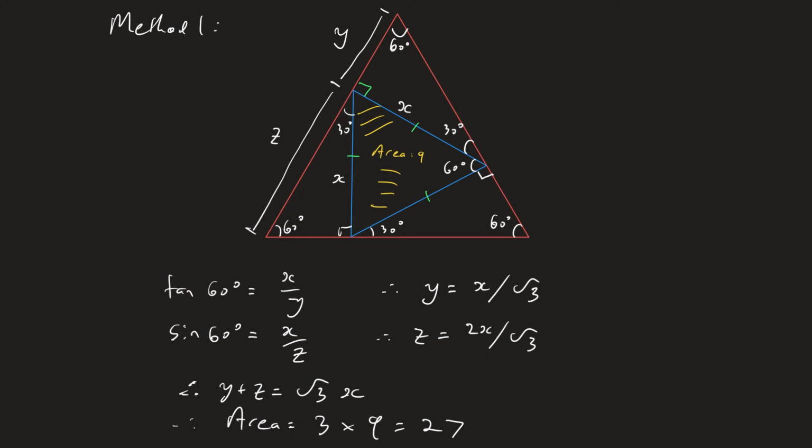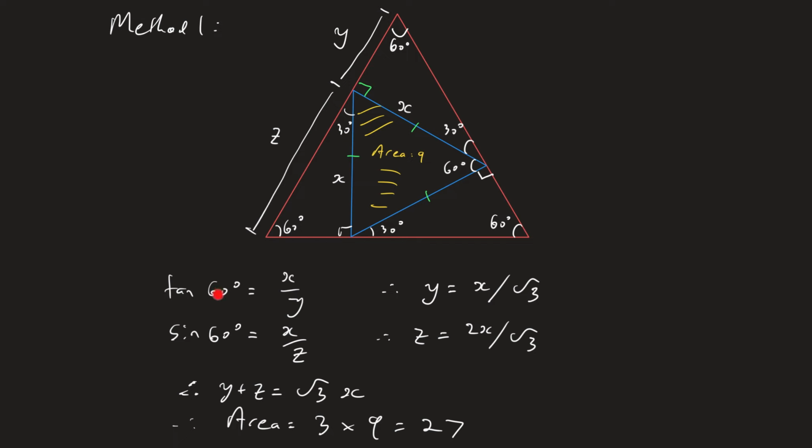Method 1 solves this problem by using known values for sine and tan of 60 degrees. If we look at this triangle here, with the right angle here, we see that tan of 60 degrees is equal to opposite divided by adjacent, x divided by y. If we look at this triangle here, we see that sine of 60 degrees, with the right angle here, sine of 60 is opposite over the hypotenuse, so x divided by z.